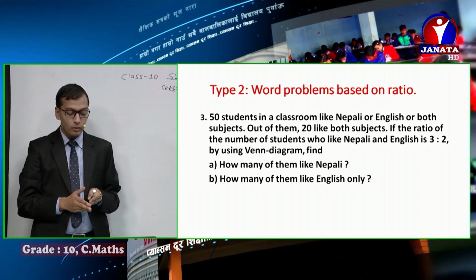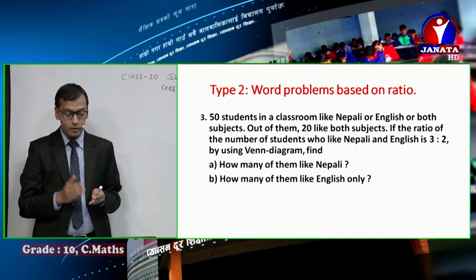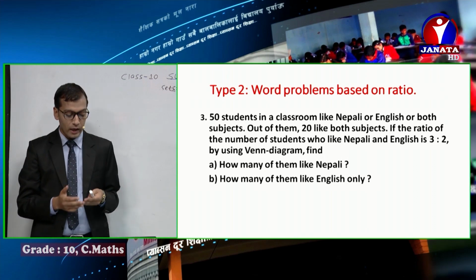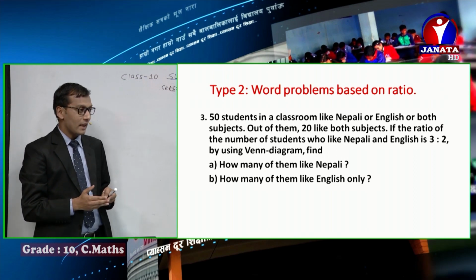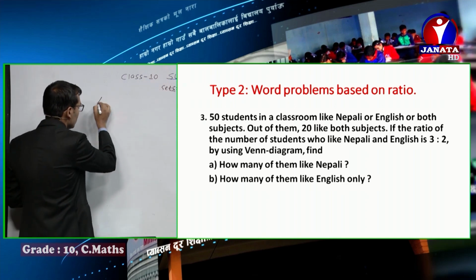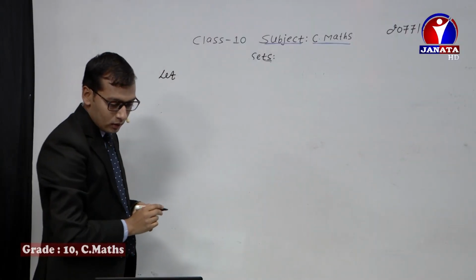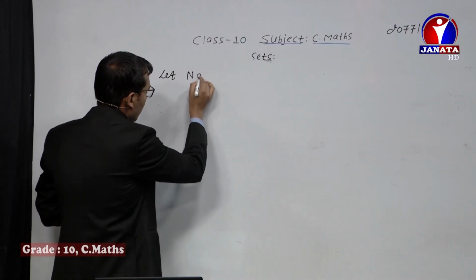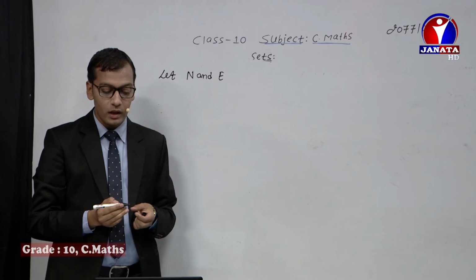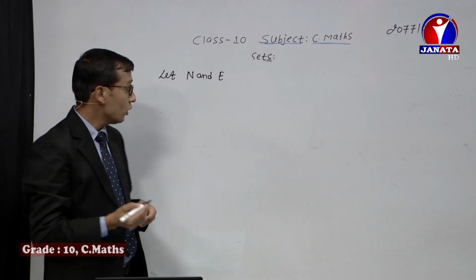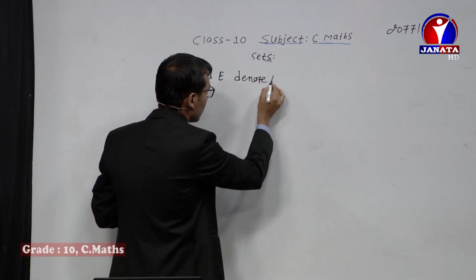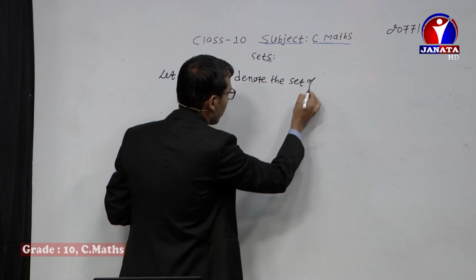If the ratio of the number of students who like Nepali and English is 3:2, so there is a ratio, and by using a Venn diagram, find how many of them like Nepali and how many of them like English only. So let's start. Let N and E. The question talks about two subjects here, Nepali and English. So let's denote by N and E the set of students.